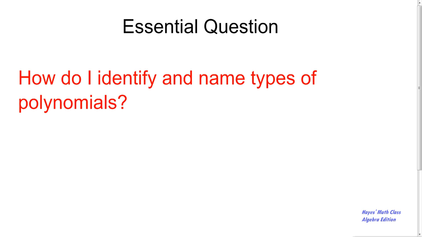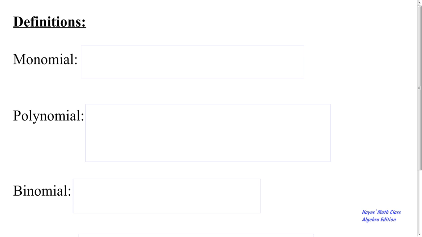So, essential question for today, how do I identify and name types of polynomials? You should have a note sheet in front of you. If not, you can put this up across the top. Reminder, pause wherever you need to, and then we can go from there. So if I'm going too fast or you need to rewind, make sure you do that.